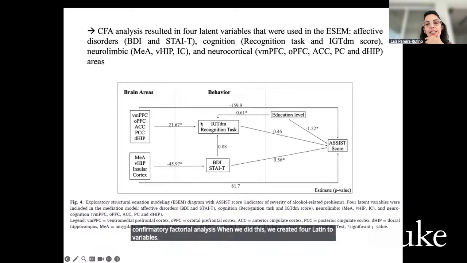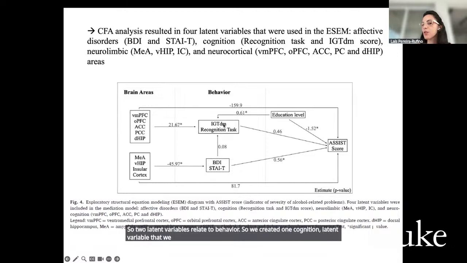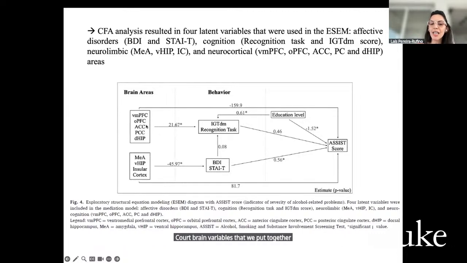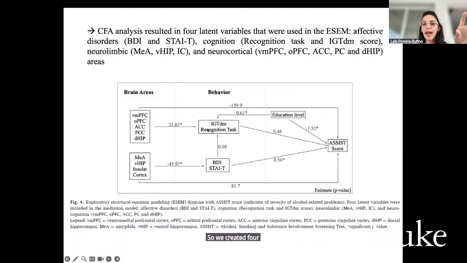So 2 latent variables relate to behavior. We created 1 cognition latent variable that we put together our cognition tests. We created 1 emotional latent variable that we put together our emotional tests, and 2 latent core brain variables that we put together: the cortical regions, like a cortical variable, and emotional areas. So we created 4 latent variables.